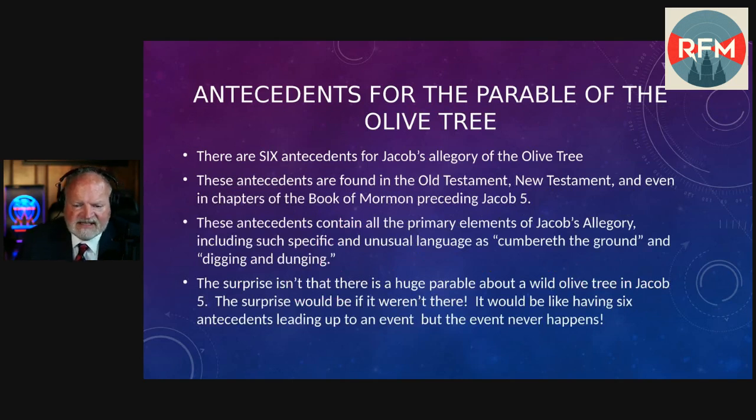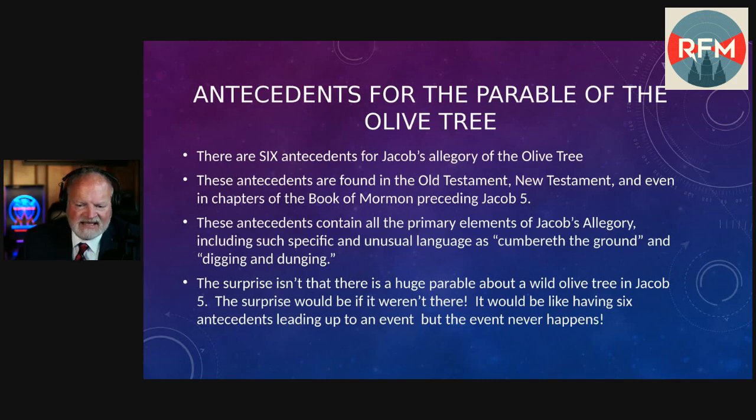So there are 6 antecedents for Jacob's allegory of the olive tree. These antecedents are found in the Old Testament, in the New Testament, and even in chapters of the Book of Mormon preceding the creation of Jacob chapter 5. These antecedents contain all the primary elements of Jacob's allegory, including such specific and unusual language as cumbereth the ground and digging and dunging.